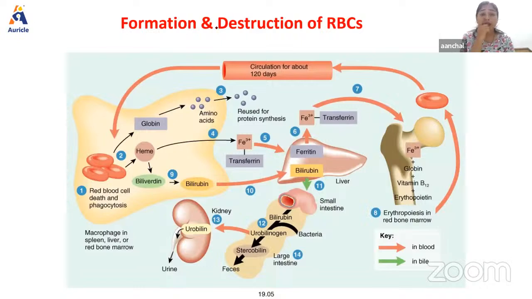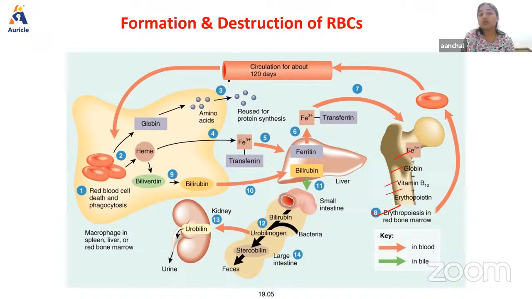Okay, now what happens when there is formation and destruction of RBC. In one slide we're going to learn how the formation of RBC and the destruction of RBC occur. As we have seen, erythropoiesis occurs in red bone marrow. So RBC will form in red bone marrow with the help of iron, globin, vitamin B12, and the hormone erythropoietin. Okay, so various components are very important, that we have already seen.